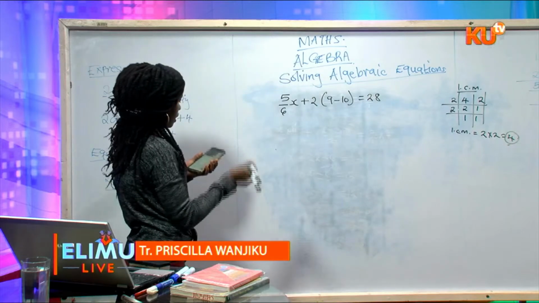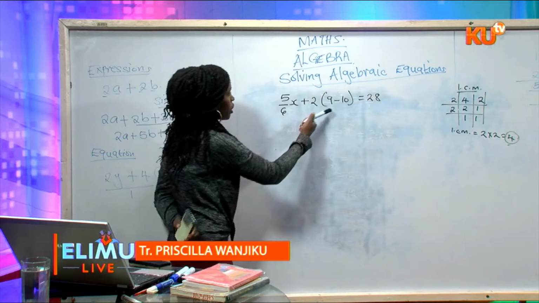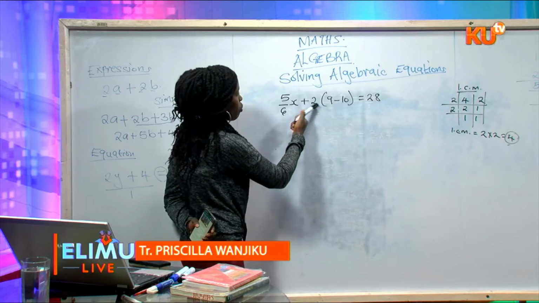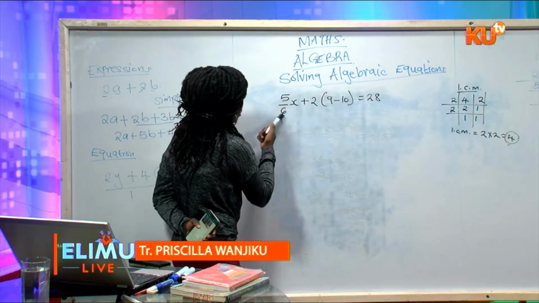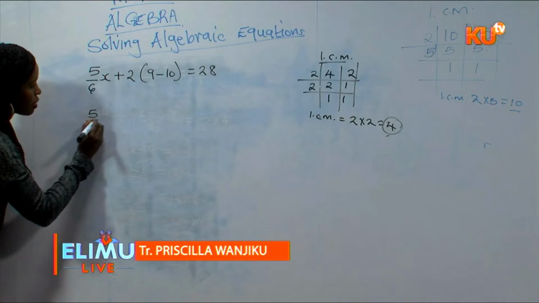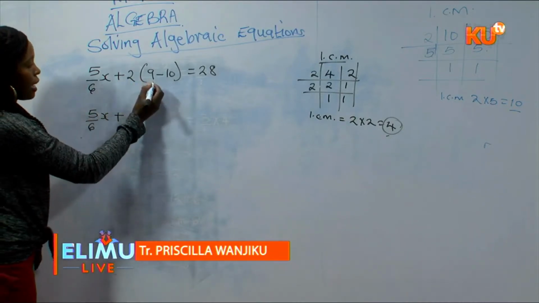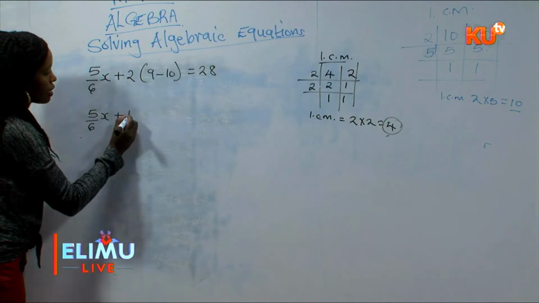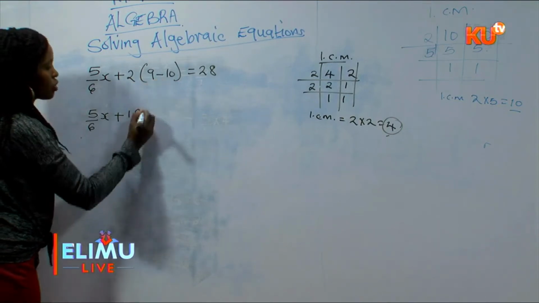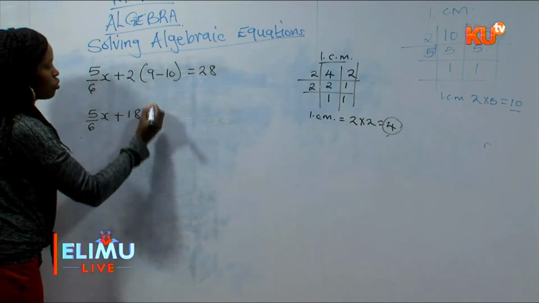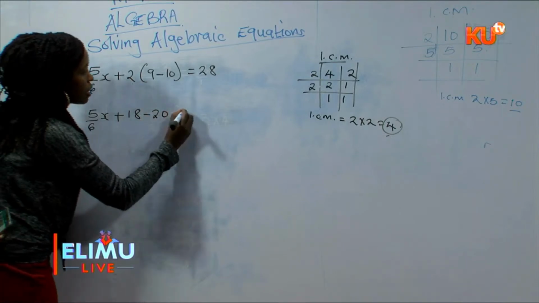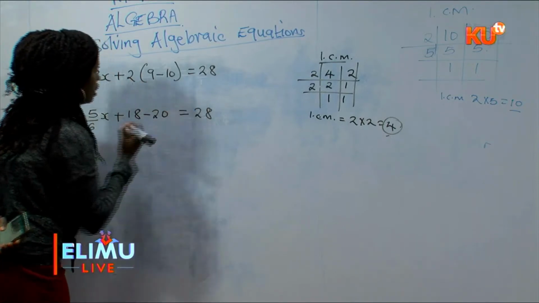So we are going to do it just like the way we have done the others. Here we have a bracket, so we need to open it up first. This fraction, we copy it down just the way it is. X plus 9 times 2, we are going to get 18. This sign is going to remain. Then 10 times 2, we get 20, is equal to 28.